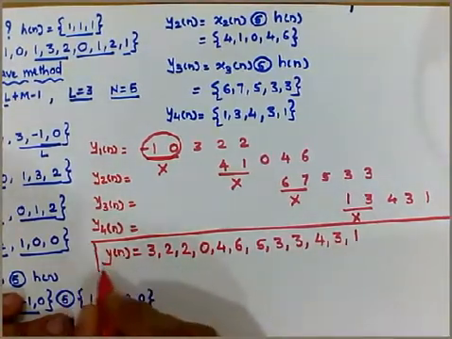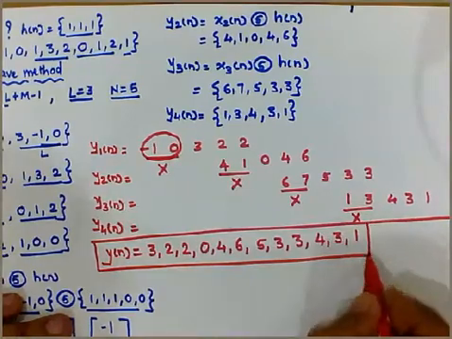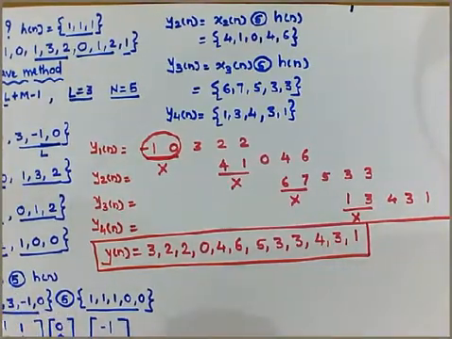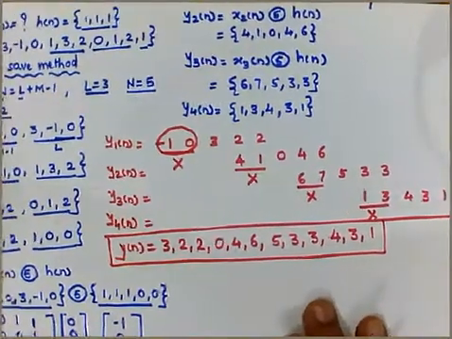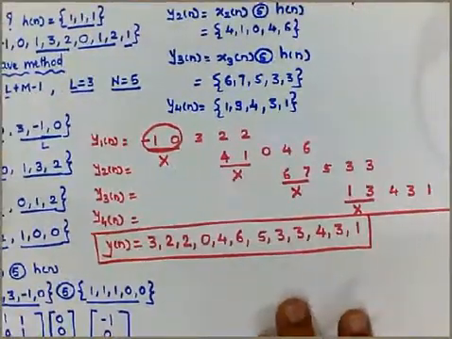So this is nothing but the y of n for the given calculations. And that is how we are using the overlap save method. In the next lecture, we are going to see what the overlap add method is and how to calculate the result for the overlap add method.